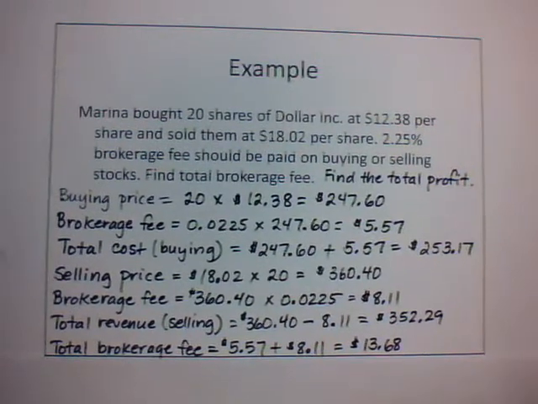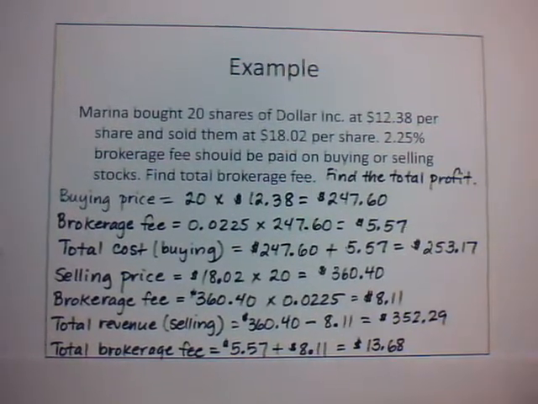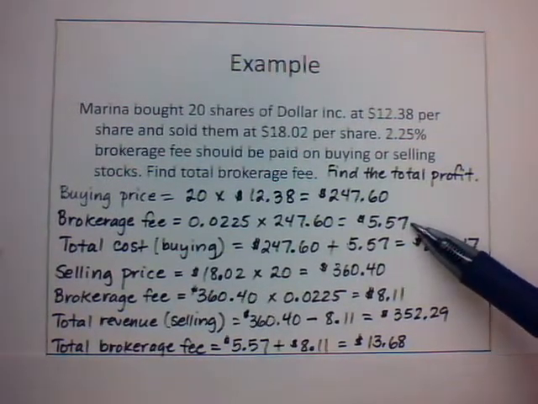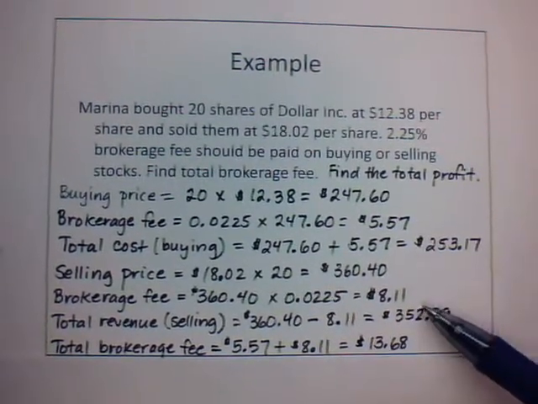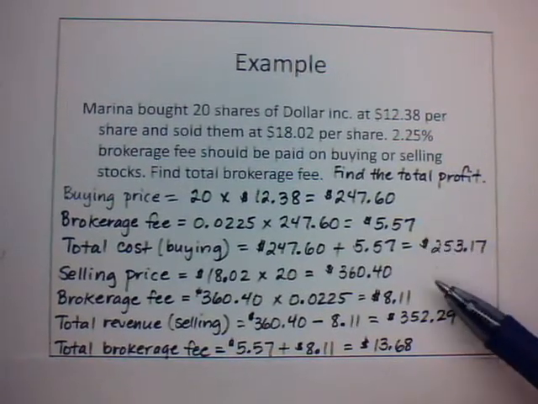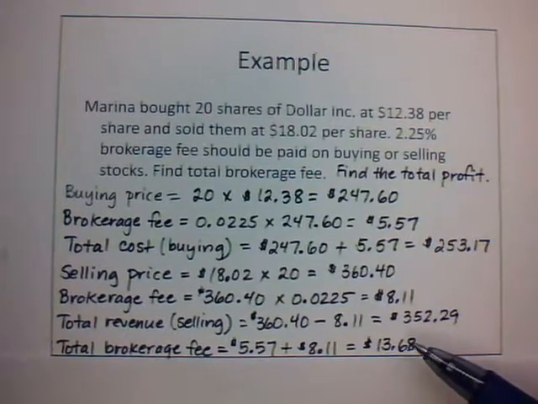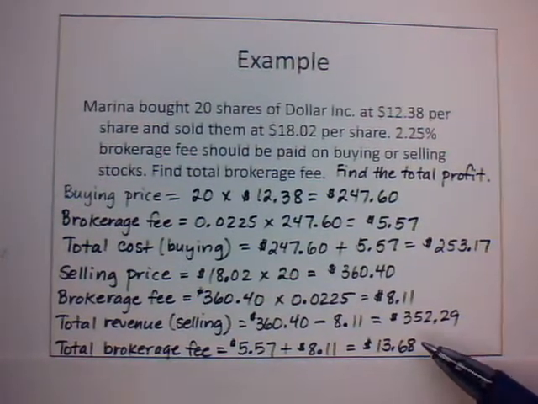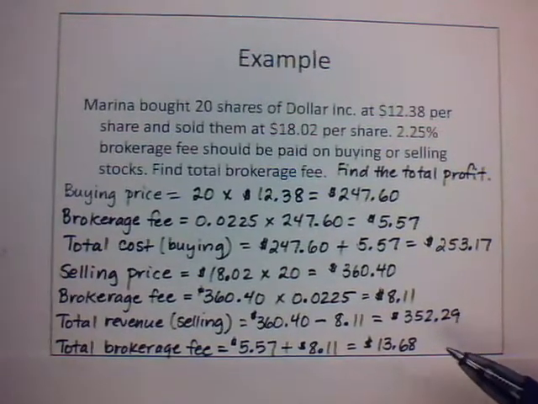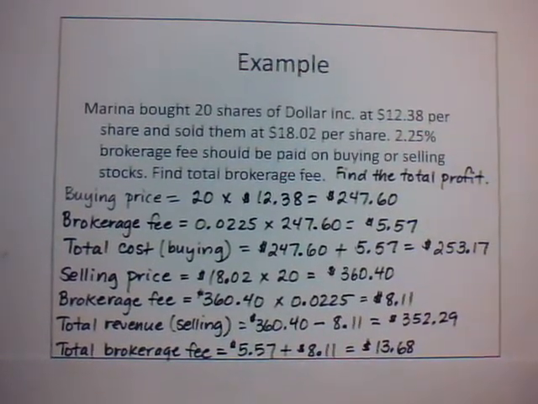Now, to answer that question, the total brokerage fee, we add the brokerage fee that she paid when she bought the stocks and the brokerage fee that she paid when she sold them. That's the $5.57 and the $8.11. We add those two together, and you'll get $13.68. That's the total brokerage fee that was paid on buying and selling the stocks.